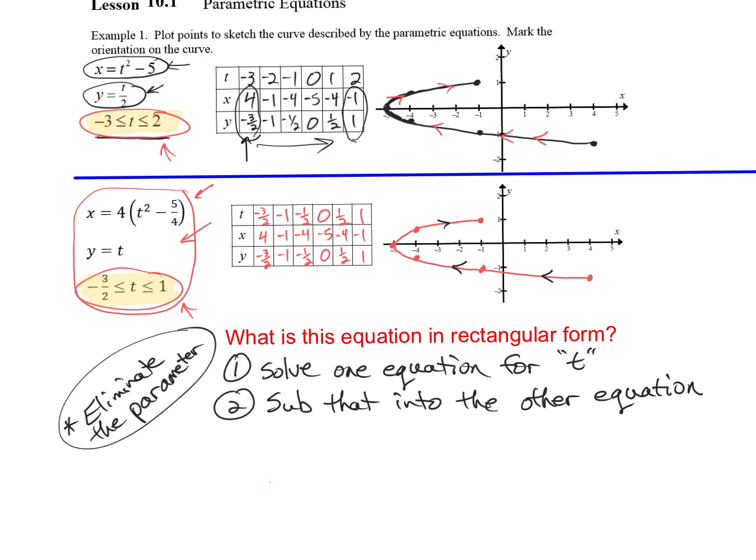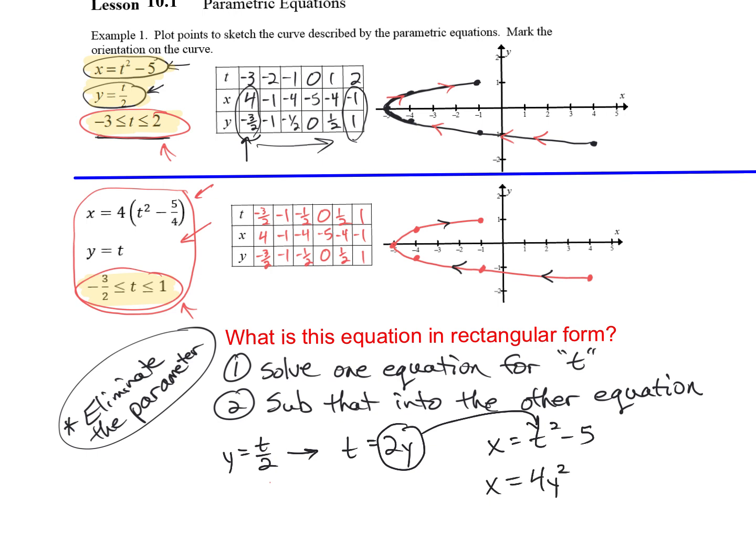Okay, eliminate the parameter. So in this case, which one would be easier? We'll come up here and use our original problem, these two up here. Which one would be easier to solve for t? Yeah, y. So let's take y equals t over 2, solve it for t, and we get t equals 2y. Now take that 2y for t and plug it into the other equation, so we're just using substitution. So we get 4y squared minus 5. Now you can see I have an equation with just x's and y's. That's an acceptable equation. It's not solved for y, but it is acceptable.